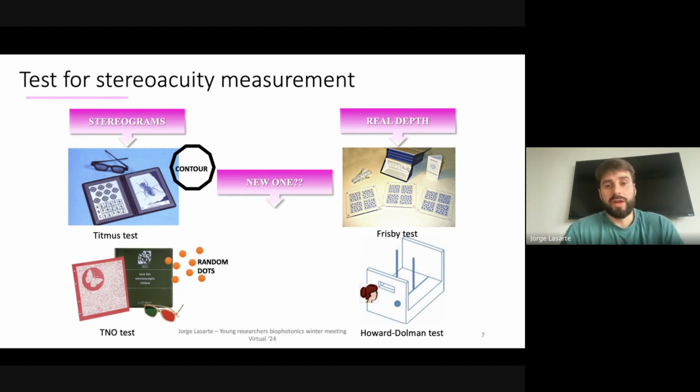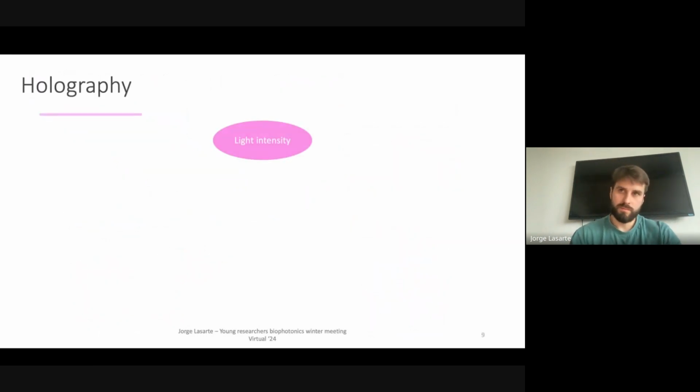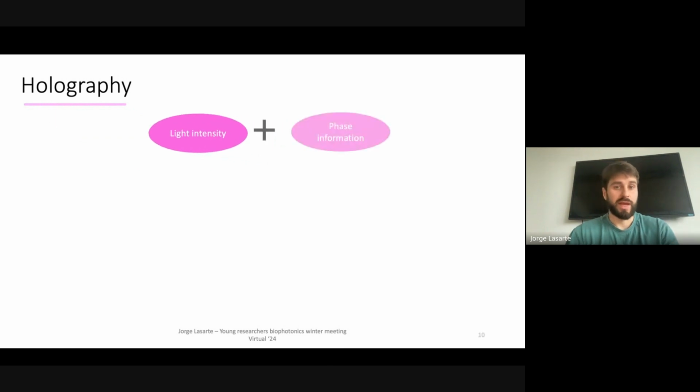So, creating a new one, which better way than by using holograms and therefore holography. And what is holography? Just to sprinkle the basics of holography: we are all familiar with photography. In photography, we have light intensity, but we don't have the phase information. And why is this phase information so important? It's because it is what dictates and holds the 3D information, and not just the amplitude, the intensity, as photography does.